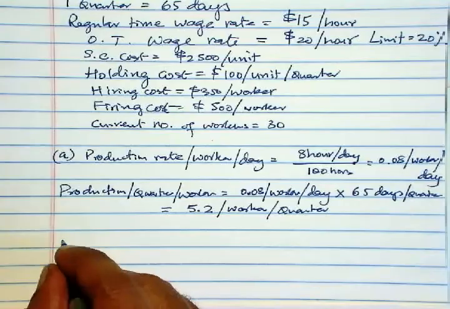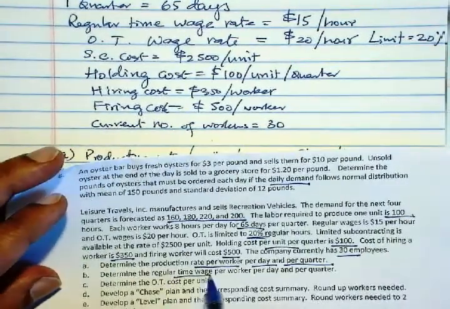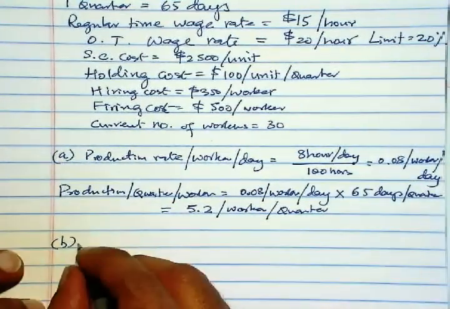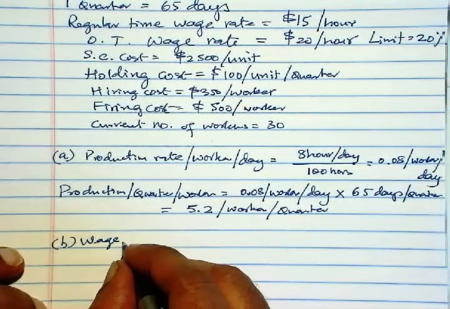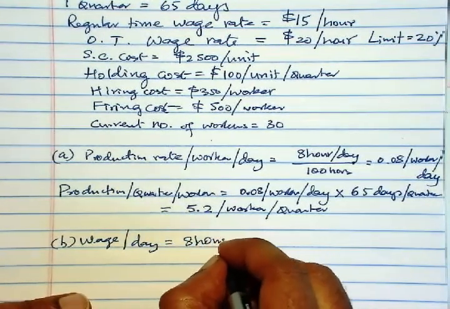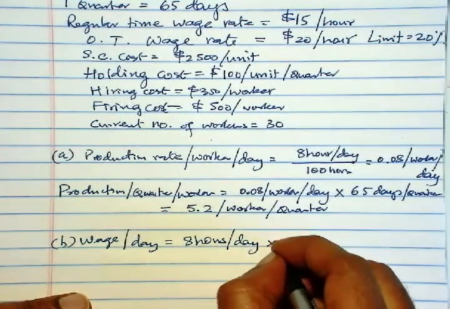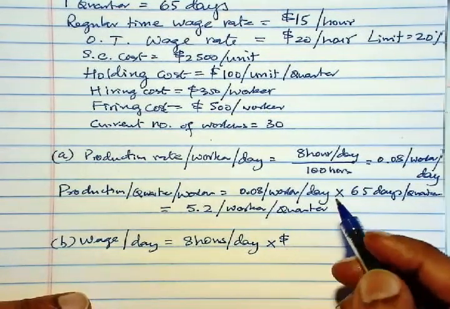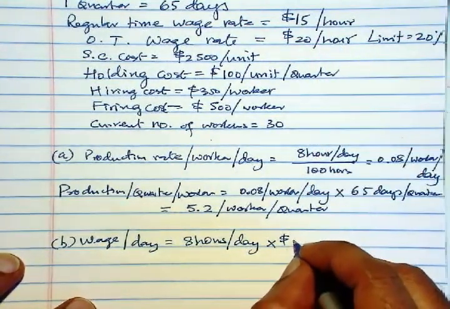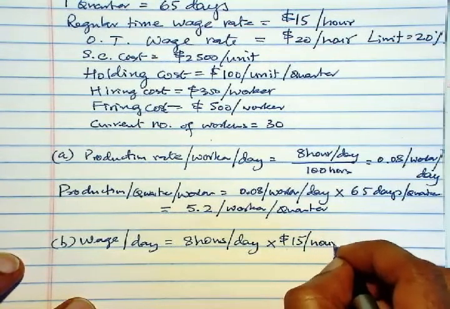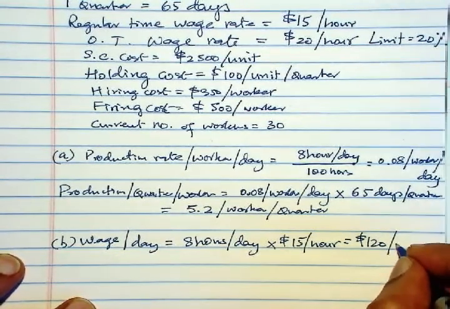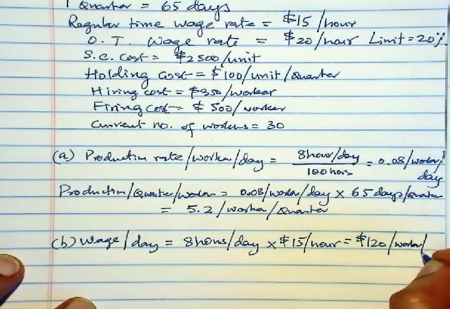Okay, next is B. We want to determine the regular time wage per worker per day and per quarter. So wage per day is 8 hours per day times, and the wage rate is $15 an hour. So $15 per hour will give you $120 per worker per day.